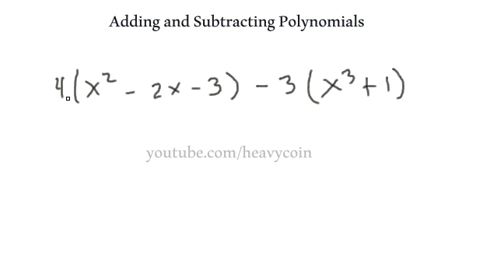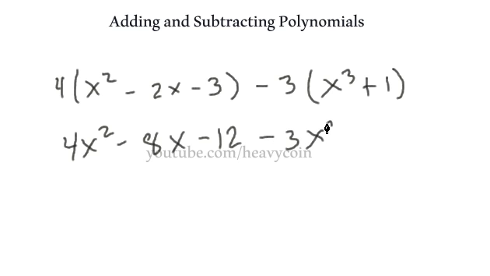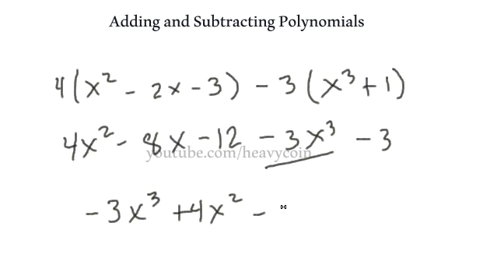So let's simplify this down. We multiply through, and we get 4x squared minus 8x minus 12 minus 3x cubed, and then minus 3. We want to write that in standard form. That means the term with the largest exponent goes first, negative 3x cubed, plus 4x squared minus 8x minus 15. There we go, in standard form.